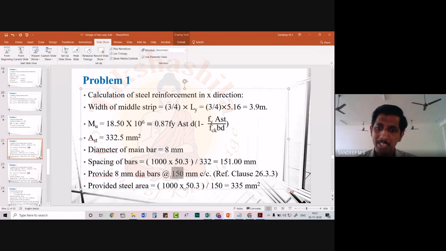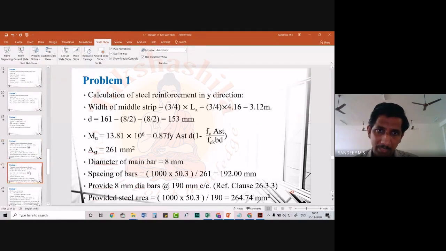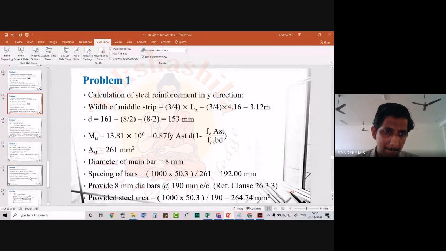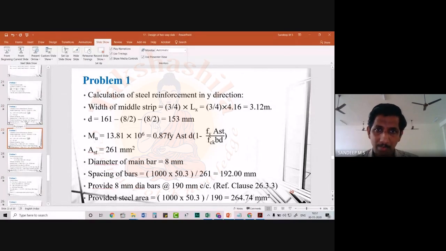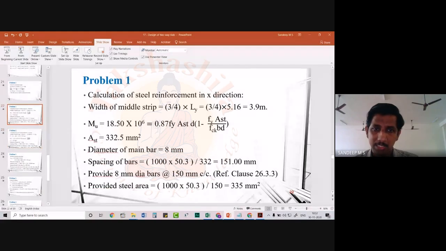Okay. Now this is safe as per the clauses. So I am again providing the same value. So the actually provided value is 1000 into area of single bar divided by the spacing. That is 335 millimeter square. Now what I have to do? So before this, we have one more step. So that is not shown here.